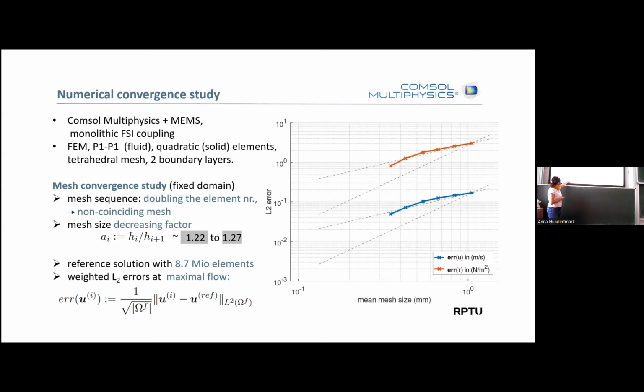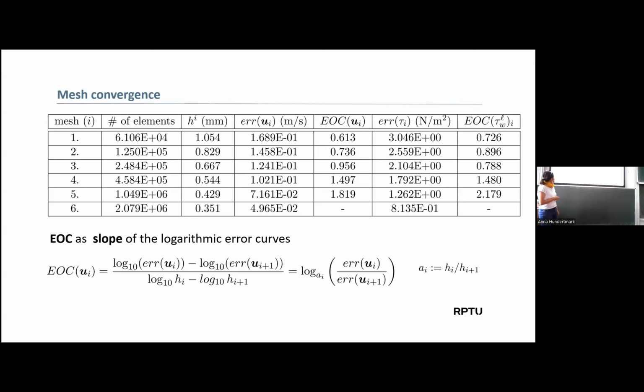This is the definition of this L2 error, which is depicted on the figure. And now a little bit more detail. Okay, this was not clever to put on the left corner, but we assume that we have error behavior in this manner. We have C times h to the power p, where h is the mesh size, and we're looking for this exponent p, which we call the experimental order of convergence.